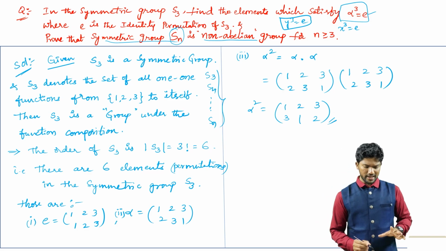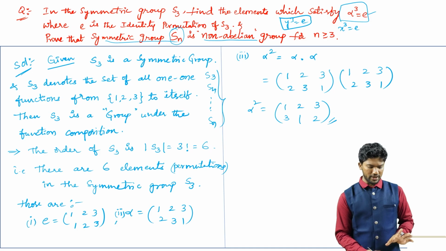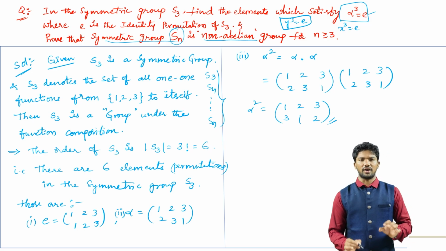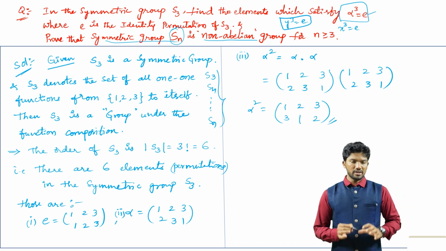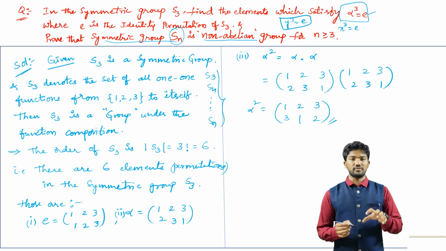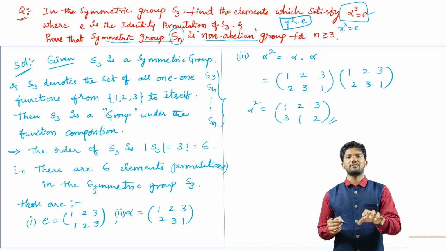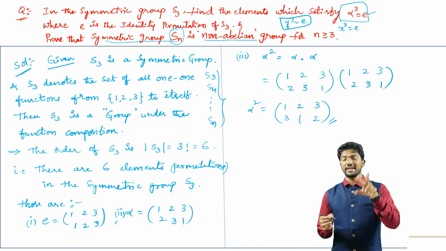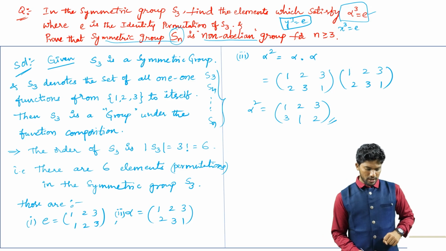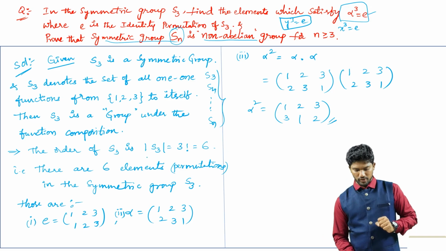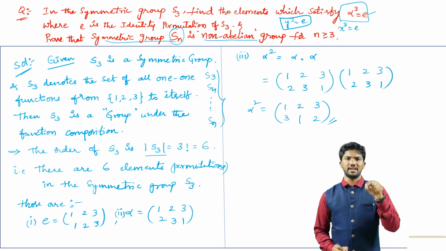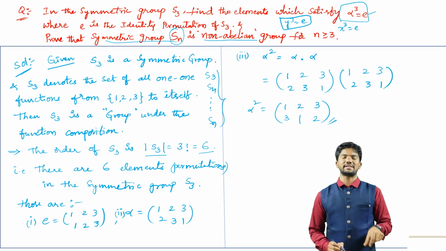Just listen carefully. Given S3 is a symmetric group, and S3 denotes the set of all one-one functions from 1, 2, 3 to itself. You know very well from the introduction to permutations that a permutation is purely a function that is one-one and onto from the set to itself. So the order of S3, we can write mod S3, is equal to 3 factorial, which is equal to 6. That 6 gives the total number of elements in this set.